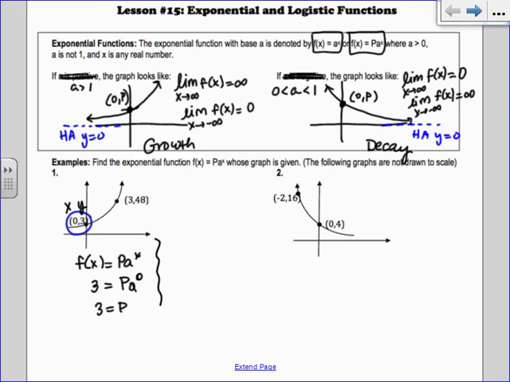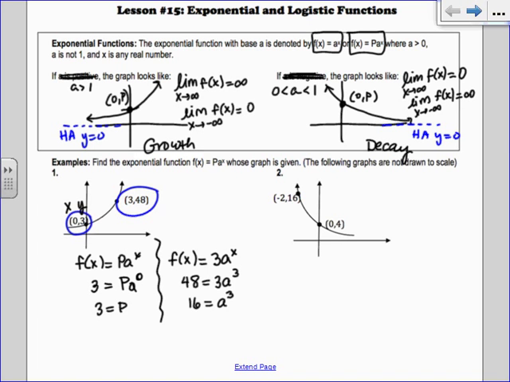Once you get what p is, we do a second part of the problem. Again, we go back to our f of x equals p times a to the x, but now we know p is equal to 3. So we have 3 times a to the x. And we're going to use that other point, 3, comma 48. So I'm going to plug in 3 for my x, and I'm going to get 48 for my y. When I divide by 3, 48 divided by 3 is 16. So I get 16 equals a to the 3.